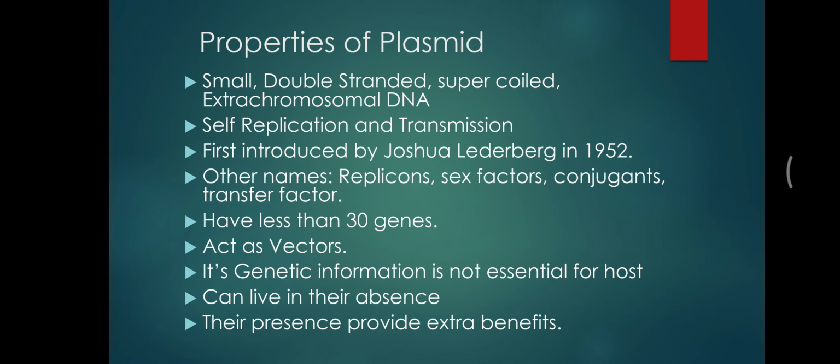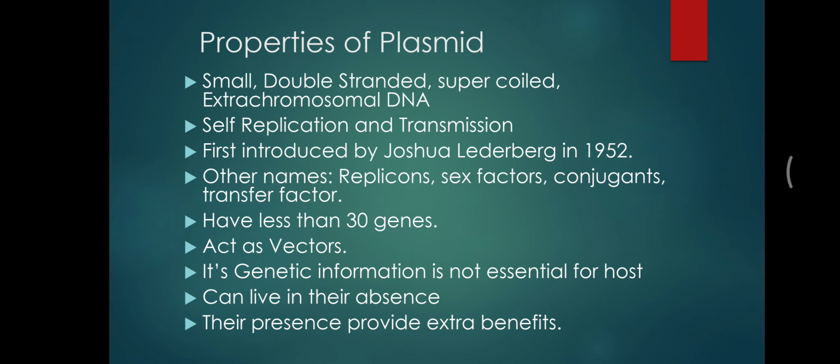As we know, plasmids are small, double-stranded, supercoiled extrachromosomal DNA present inside the bacterial cell other than the chromosomal DNA. There is an exception of linear plasmids also, present in Streptococcus species. Plasmids have the ability of self-replication and transmission. It was first introduced by Joshua Lederberg in 1952.